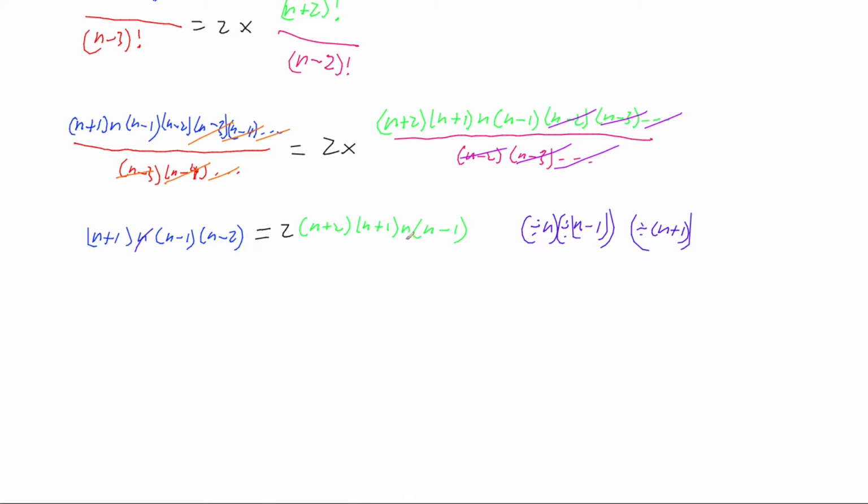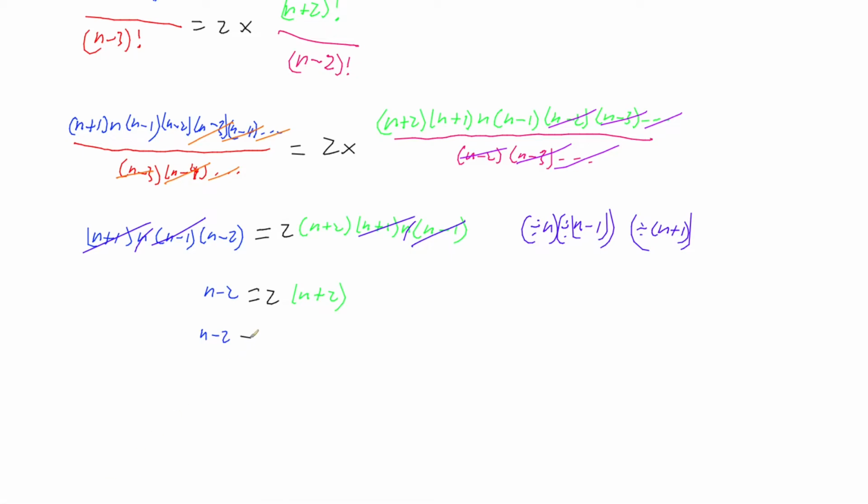So I'm cancelling out the n with the n, the n minus 1 with the n minus 1, and the n plus 1 with the n plus 1. And that's leaving us with n minus 2 on the left being multiplied by nothing else, equaling 2 times n plus 2 on the right. And so if we then expand this bracket that I've got on the right, we've got 2n plus 4.